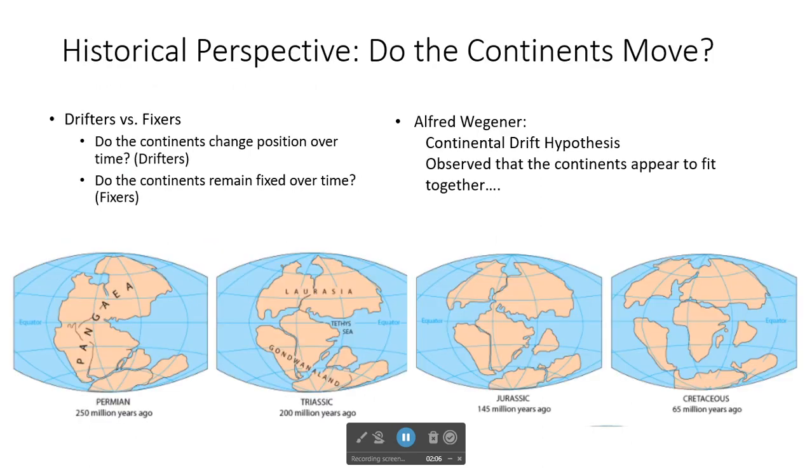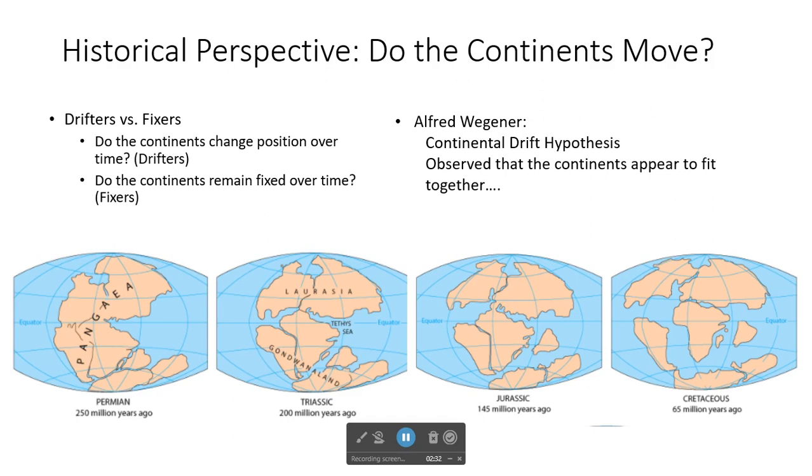Now let's take a look at a historical perspective of this. There became a group of people that were wondering, do the continents move? And this really developed into two different trains of thought. There were the drifters, where the continents changed position over time, or you were part of the fixers, where the continents remained fixed over time and never moved.